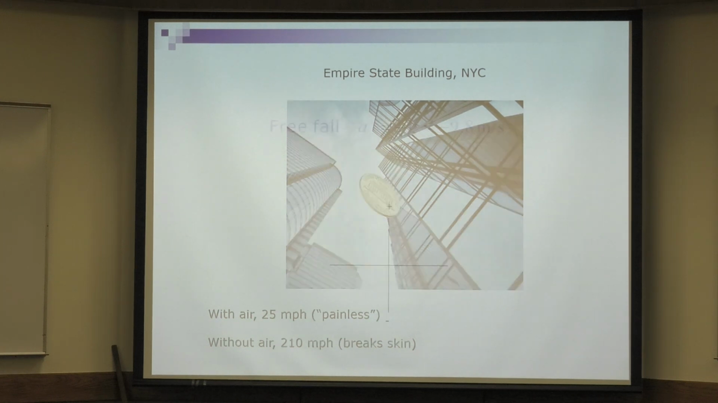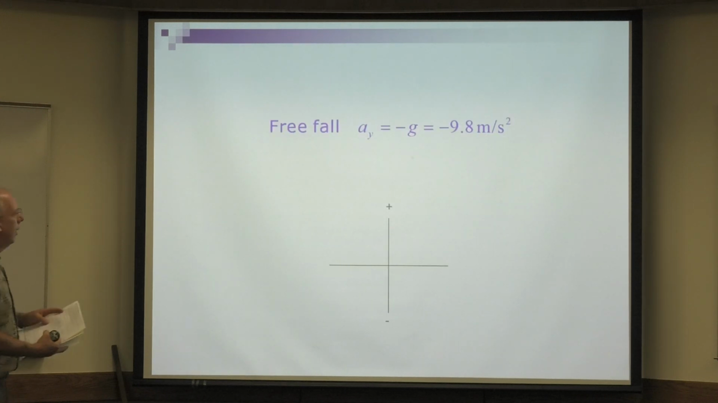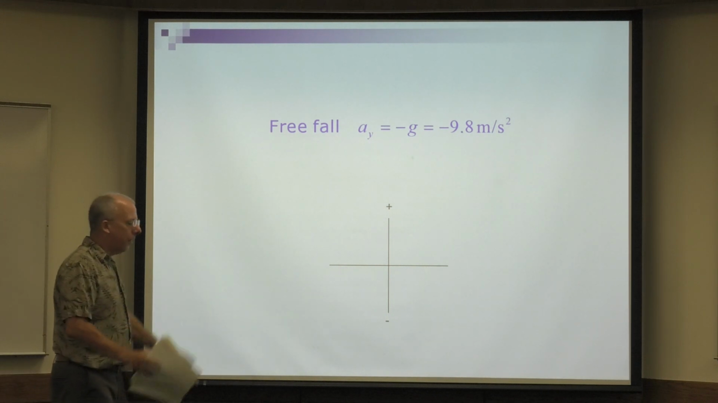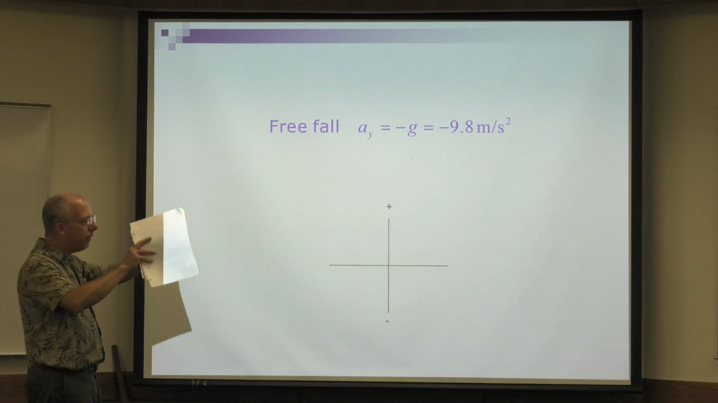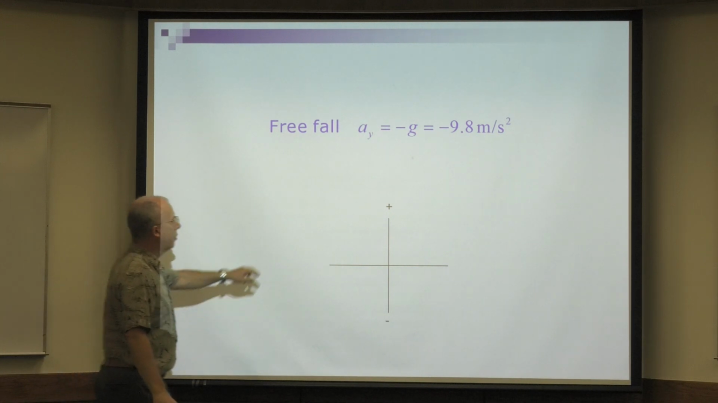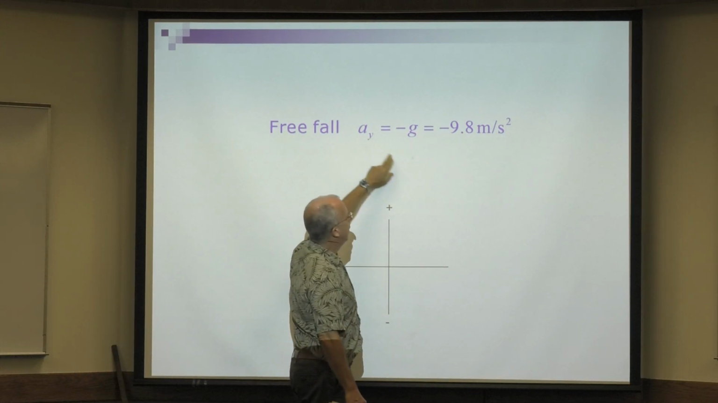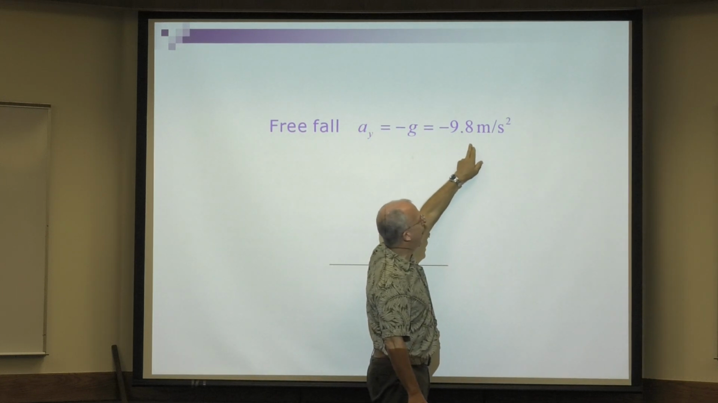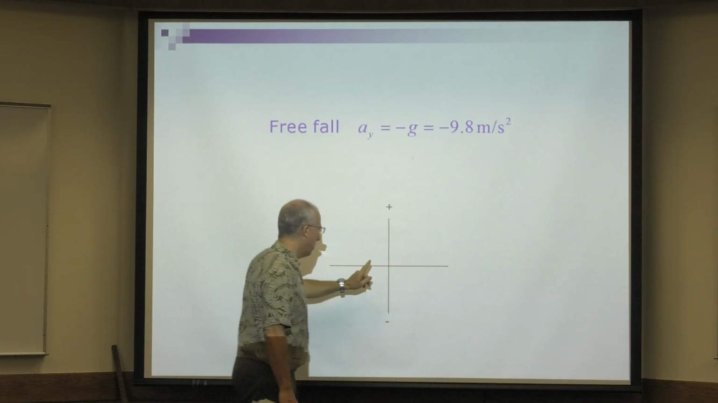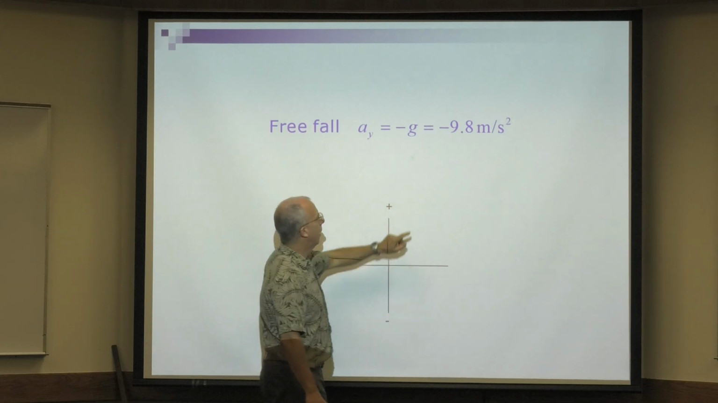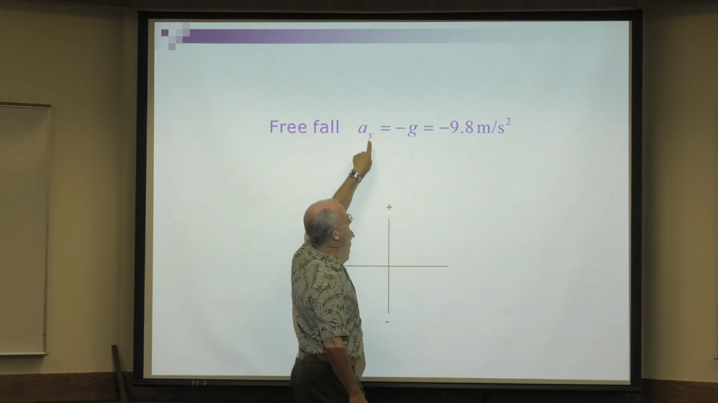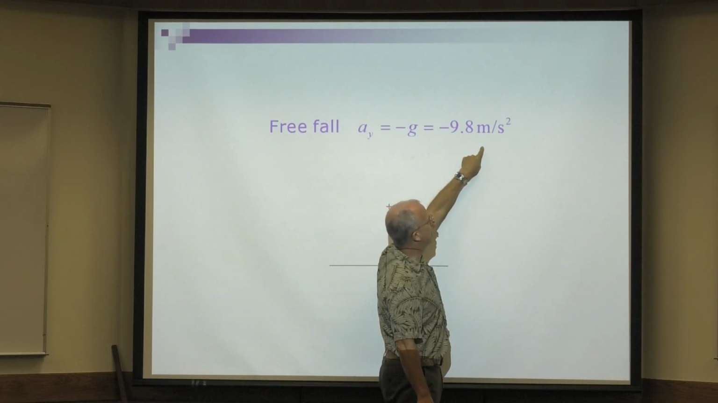Okay. Now here's an important number. For the Earth, near the surface of the Earth, the acceleration due to gravity in the y direction is minus 9.8 meters per second squared. So again, we're saying positive up, negative down. All right? So this is acceleration due to gravity, minus 9.8 meters per second squared.